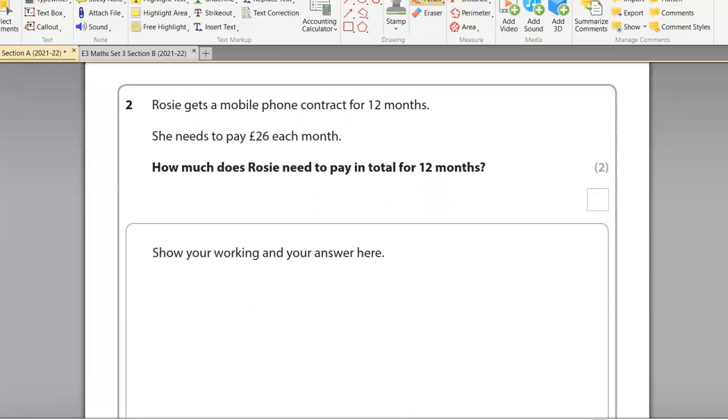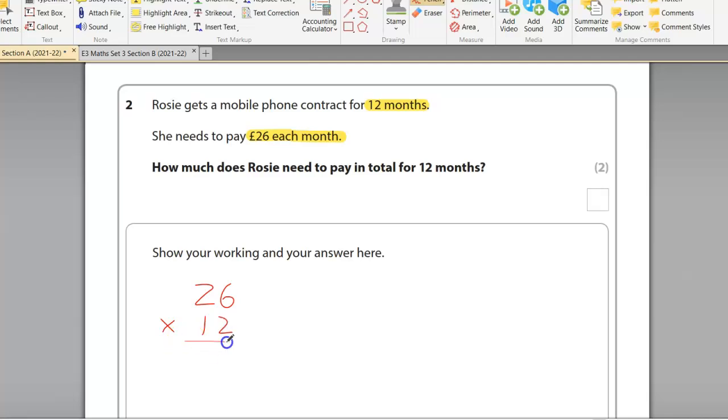Question 2 says Rosie gets a mobile phone contract for 12 months. She needs to pay £26 each month. All right, so 12 months, £26 each month. So every month she's paying £26 for 12 months. How much does she need to pay in total for 12 months? So what it's testing here is whether you know what you need to do and whether you can do 26 times 12.